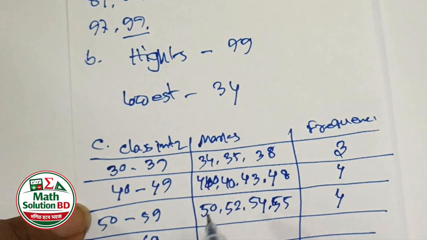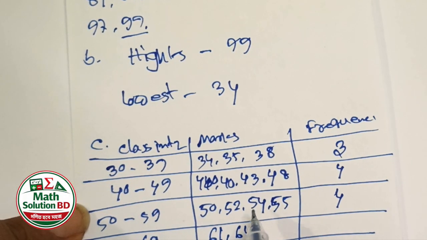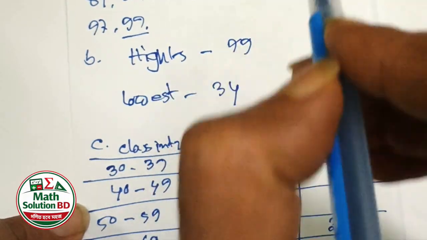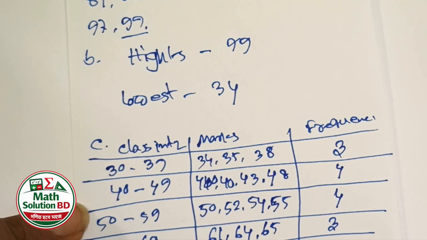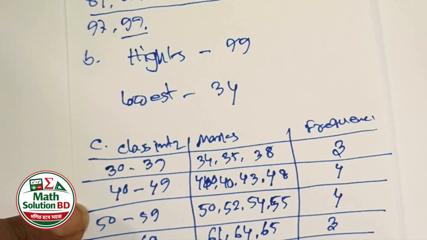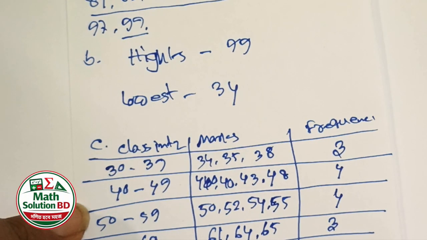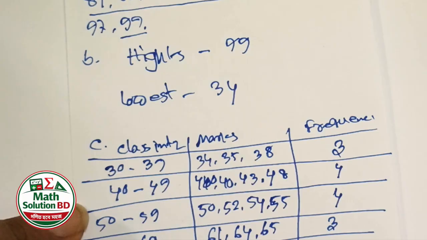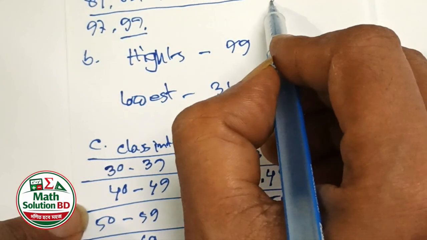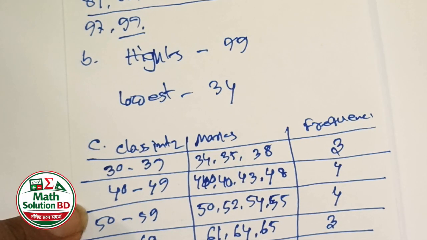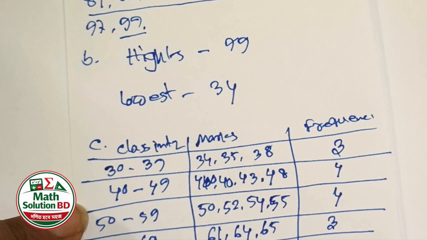And 61, 64, 65. 3 students. 70, 72, 76, 77. 3 students. 80, 81, 82, 83, 85, 87, 88. 1, 2, 3, 4, 5, 6, 7 students. 92, 95, 95, 97, and 99. 1, 2, 3, 4, 5.